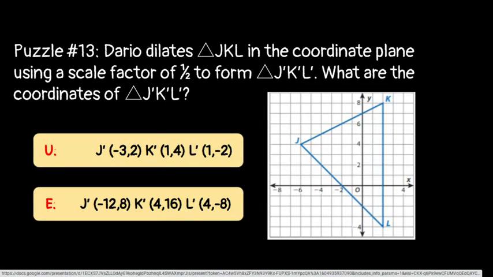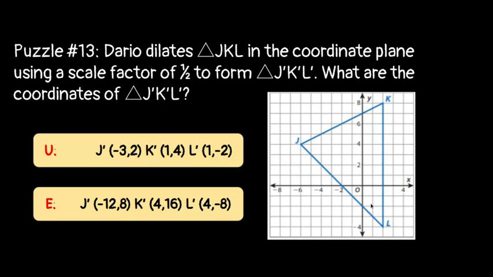Next, we go to puzzle 13, which goes along with question 6 in our notes. So we see that Dario dilates triangle JKL in the coordinate plane using a scale factor of 1/2 to form triangle J prime, K prime, L prime. So we need to find out what are the coordinates of our new triangle J prime, K prime, L prime.